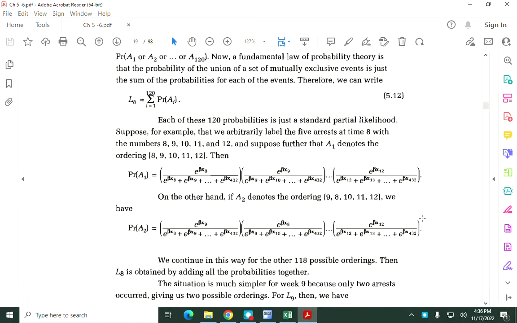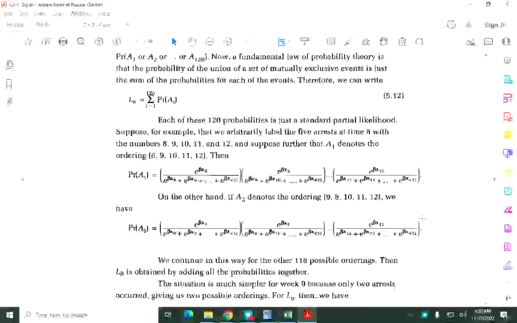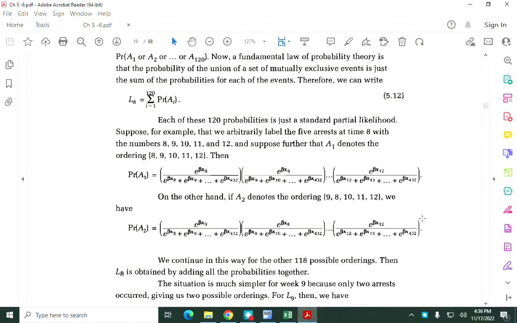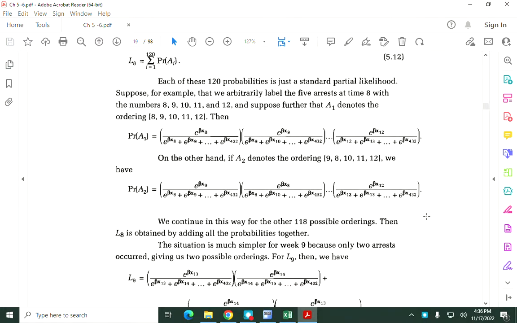But suppose I have 3 inmates who got arrested in the same week. All I know is they got arrested in week 12. Do you know which one got arrested first? It could be A912, it could be 12A9. So in other words, if I have 5 people who got arrested at the same time, how many possibilities are there for their sequence?